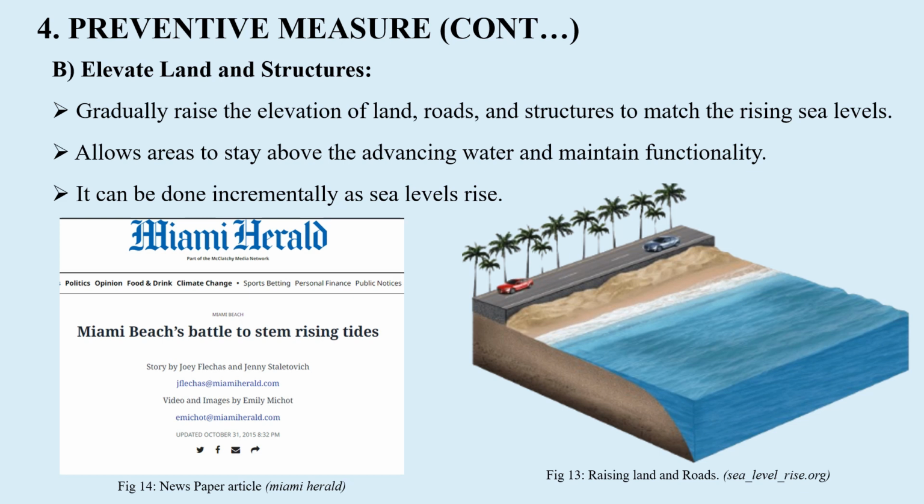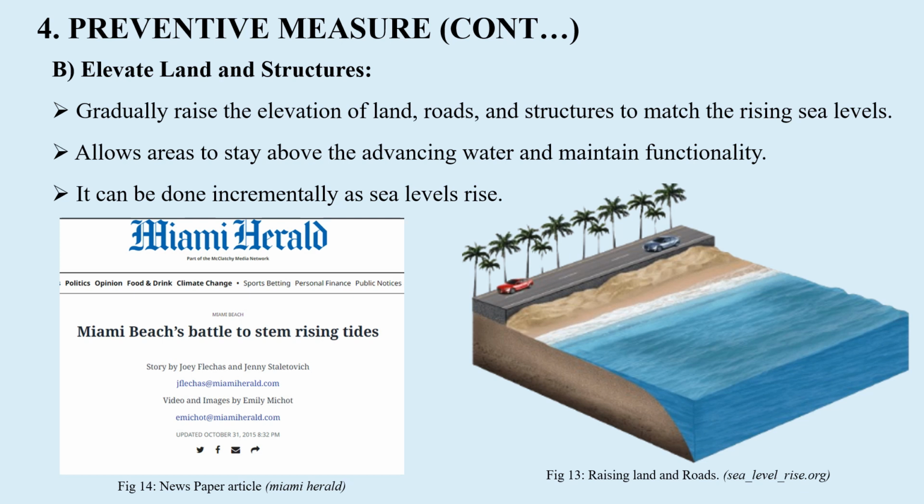Another method is to raise the land and road structures. Raising land above the sea level can help drain the water and reduce the tidal flooding as well. In this method, we need to periodically increase the level of roads, structures, and lands so that their height would match the rising sea levels.